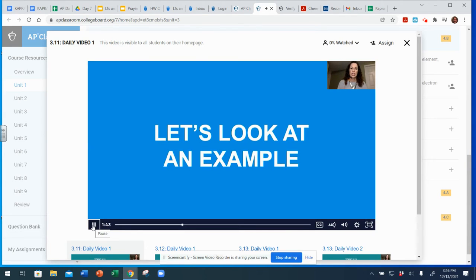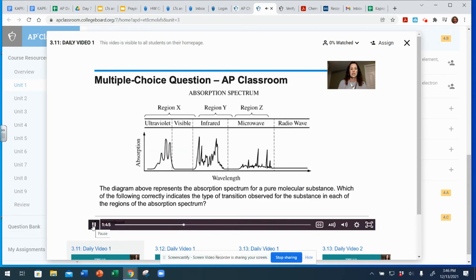Let's look at an example together. The diagram above represents the absorption spectrum for a pure molecular substance. Which of the following correctly indicates the type of transition observed for the substance in each of the regions of the spectrum? And so in this example, we have three different regions, X, Y, and Z, and we see that we are getting absorption data for each one of those.